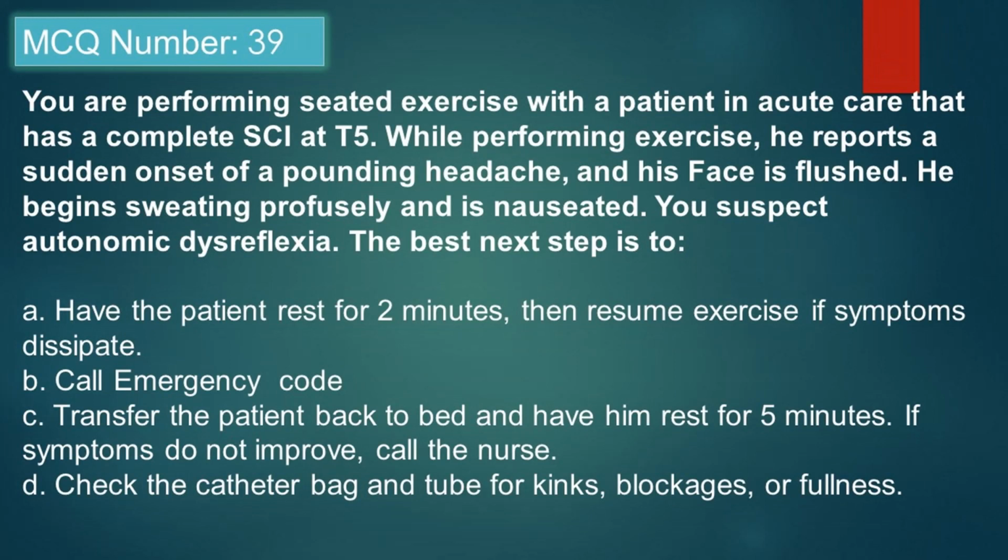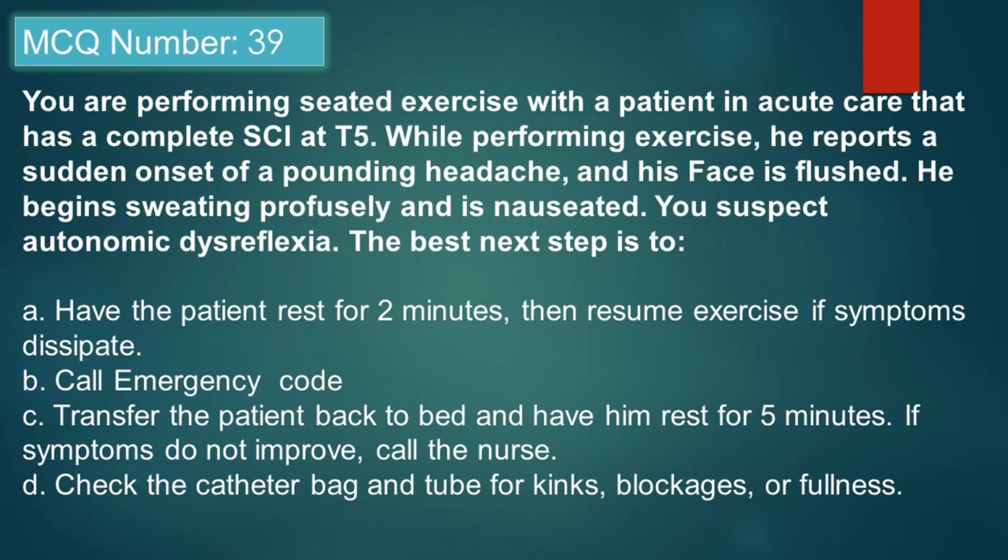You are performing seated exercise with a patient in acute care who has a complete spinal cord injury at the level of T5. While performing the exercise, he reports a sudden onset of pounding headache and his face is flushed. He begins sweating profusely and is nauseated. So you suspect autonomic dysreflexia. What is the best next step? Option A, have the patient rest for 2 minutes and then resume the exercise if the symptoms dissipate.